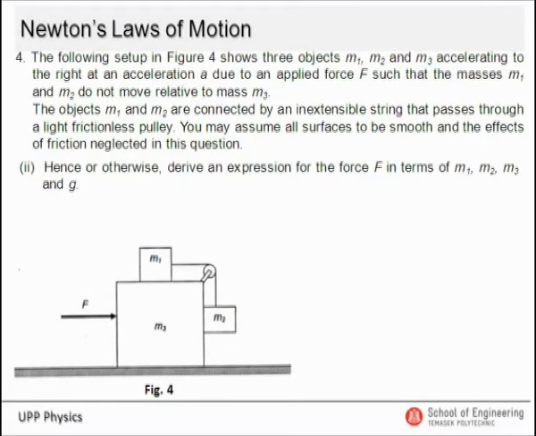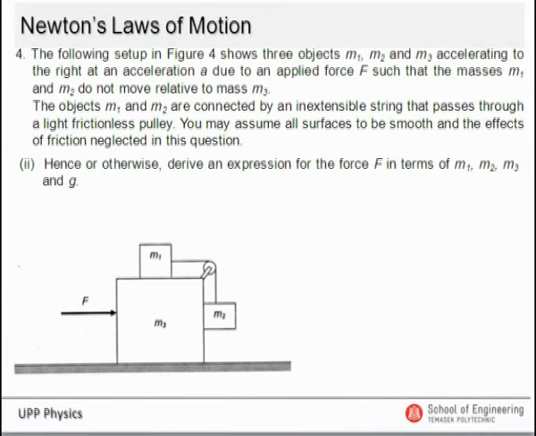Now let's look at the second and final part of this question. Hence or otherwise, derive an expression for the force F in terms of M1, M2, M3, and G. Now, how should we attempt this question? We're going to draw a free body diagram for all the 3 objects combined together. Meaning, I'm going to draw a free body diagram of the system.